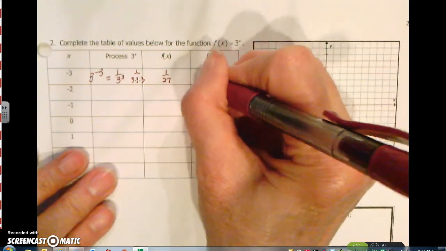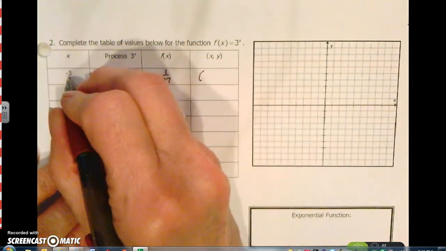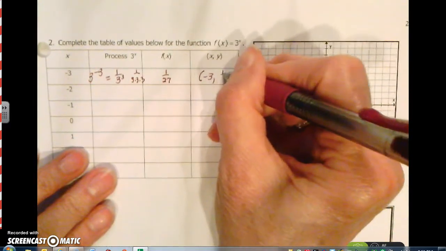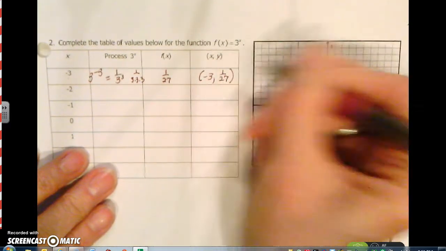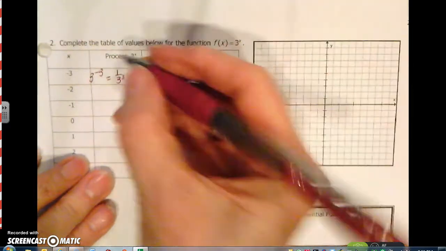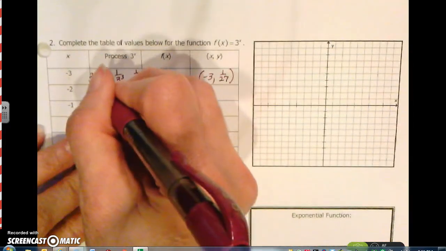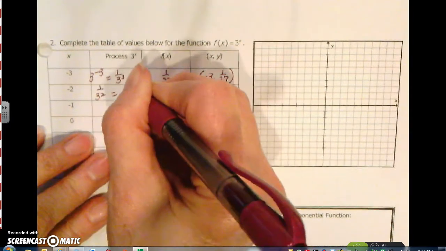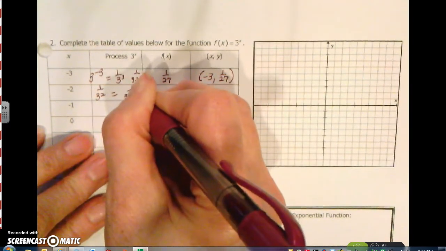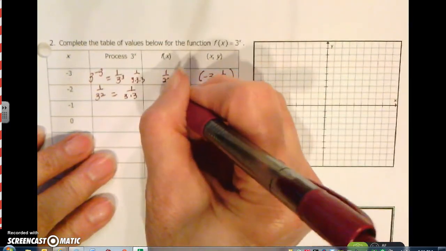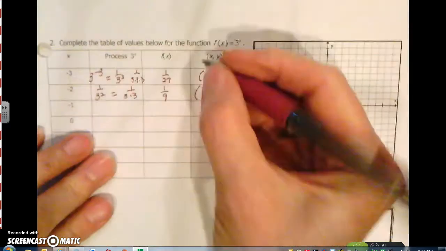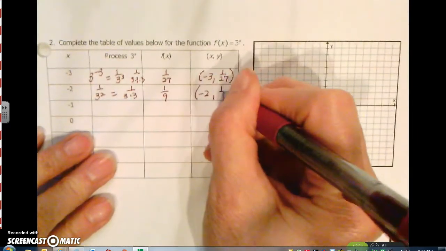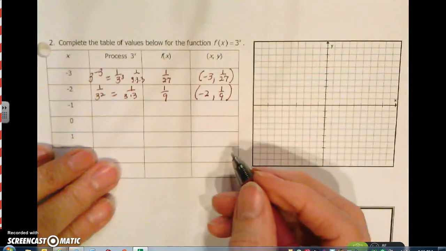And then when we write that as an ordered pair, our x is negative 3 and our y is 1/27. Then we'll do the same thing for 3 to the negative 2. So that's going to be 1 over 3 squared. So that's going to be 1 over 3 times 3. So that will be 1/9. And our ordered pair is going to be x is negative 2 and y is 1/9.